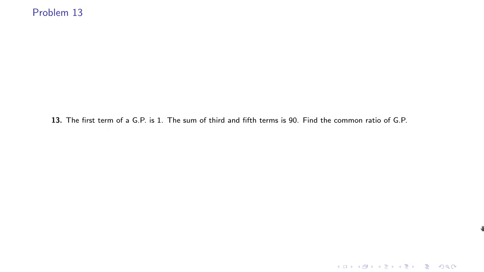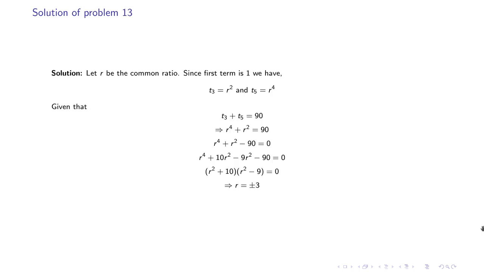Problem number 13 says that the first term of a GP is 1. The sum of the third and fifth terms is 90. Find the common ratio of the GP. So we let r be the common ratio, and the first term is 1 as given. So the third term is r square and the fifth term is r to the power 4. Given that the sum is 90, r to the power 4 plus r square is equal to 90. Therefore r to the power 4 plus r square minus 90 is equal to 0.